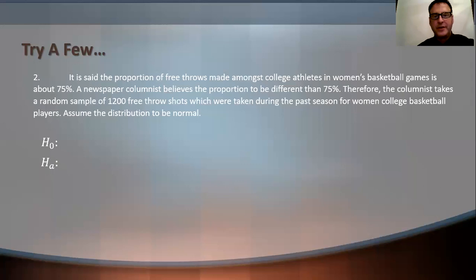If you don't mind, hit pause for a second. See if you can write your null and alternative hypothesis on your own, and a description of your population parameter, whether it is a mu or a p. So hit pause and we'll go over our answer in just a second.